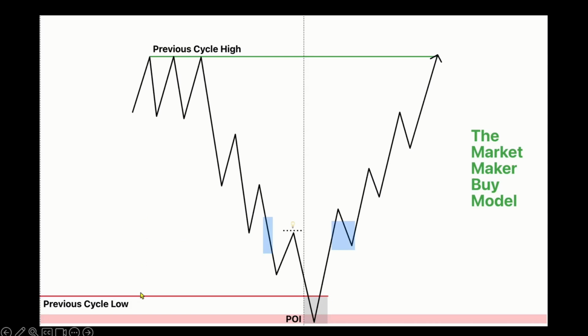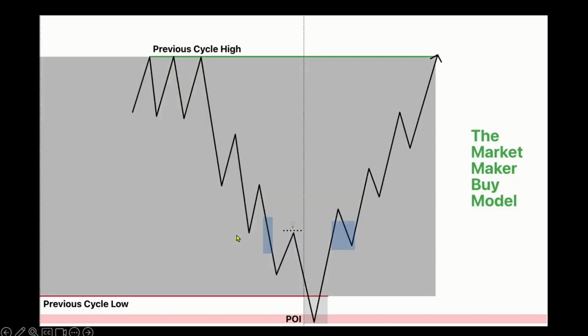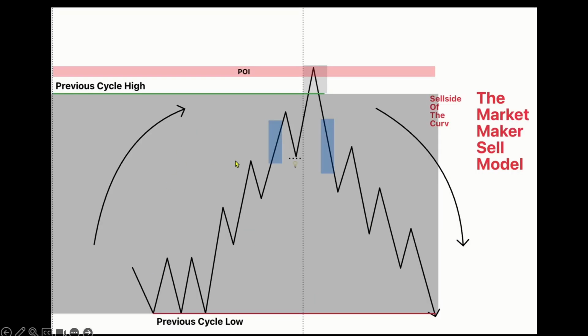And it's of course the opposing for a market maker sell model. This is what the price range would look like. This whole gray box is the price range of the previous cycle. If we take a look at the market maker sell model, we can see the following. We can see that the market runs up higher, trading above the previous cycle high into a point of interest. This is where a smart money reversal takes place. We then see price displace to the downside right here, displacing below this low. This low is so important because this low formed inside of this BC.